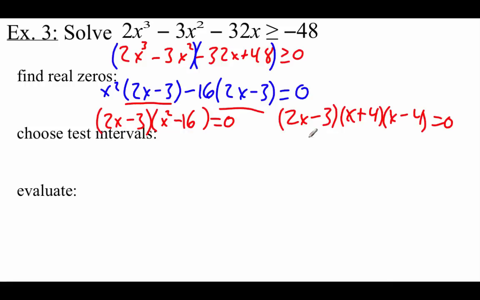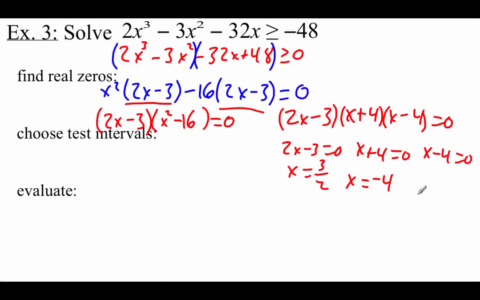And then if we solve each one of these, 2x minus 3 equals 0. Add the 3 over, divide by 2. We get x equals 3 halves. For the x plus 4, all we have to do is subtract the 4 over, so we get x equals negative 4. And for this last one, x minus 4, add the 4 over, we get x equals 4.